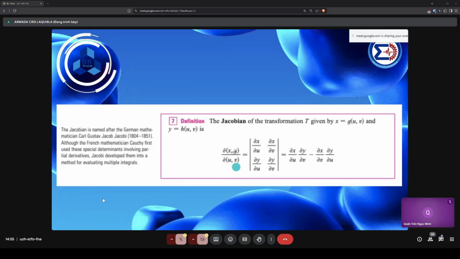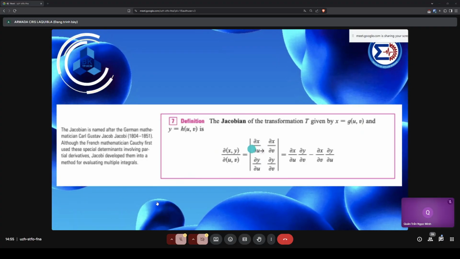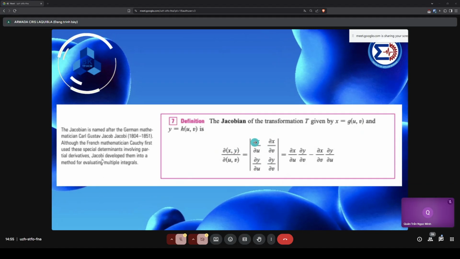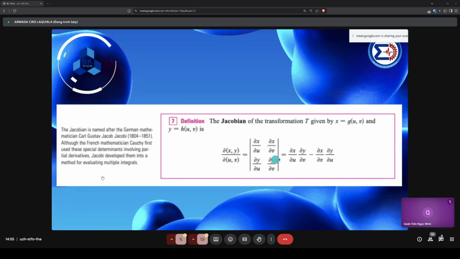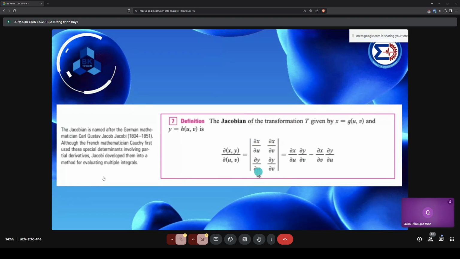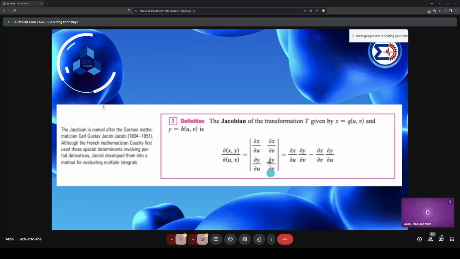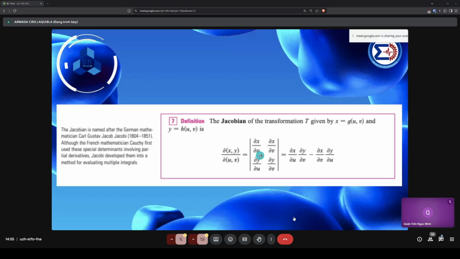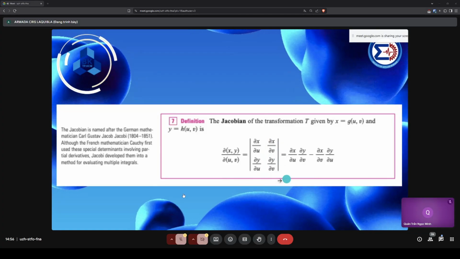So to do this, first we have here partial of x over partial of u. This is just the determinant. As you can see here on top, they're all partial of x. And in the second row, we have partial of y. In the first column, they're both partial of u, and in the second one, they're both partial of v in the lower part. So it's partial of x over partial of u, partial of x over partial of v, partial of y over partial of u, and partial of y over partial of v.